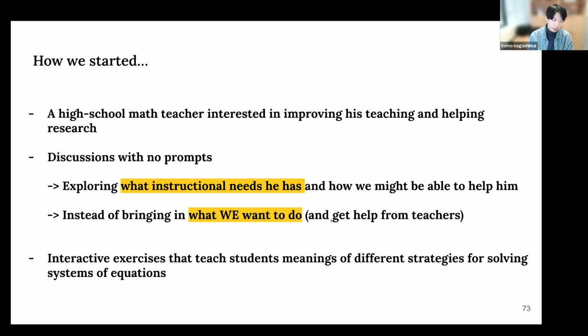And after several discussion sessions, we decided to create interactive exercises that teach students the meanings of different strategies for solving systems of equations. Because we found out that this teacher had trouble teaching systems of equations. He thinks that students would understand the procedure of how to move things around to identify x and y, but he thinks that the students should know the meanings of these different strategies. And then he said there is no interactive software or activities available that he could use. So we wanted to design something for him.